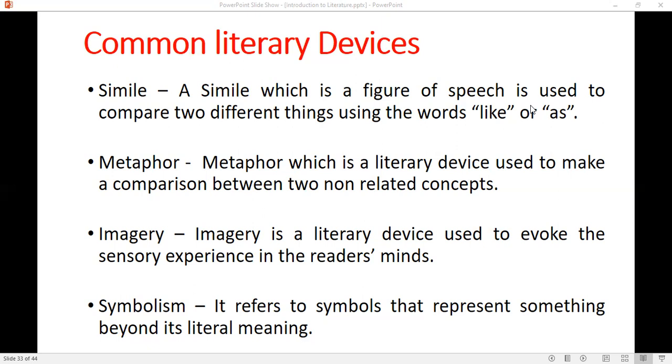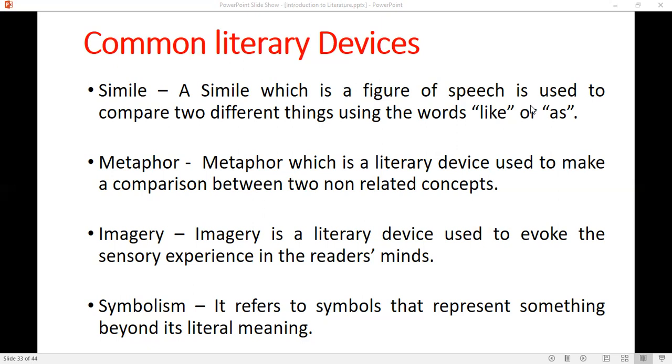Imagery. Imagery is a literary device used to evoke the sensory experiences in the reader's mind. The diction used in literary works helps the reader to have such experience. For example, visual imagery, auditory imagery, etc.